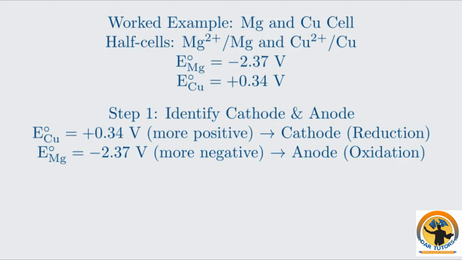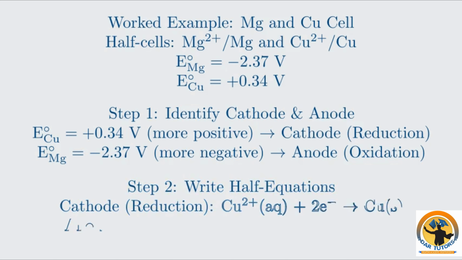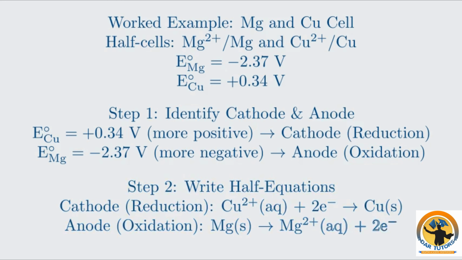Step 2. Write the balanced half equations. Remember, the cathode undergoes reduction and the anode undergoes oxidation. At the cathode, copper-2 ions gain 2 electrons to form solid copper. At the anode, solid magnesium loses 2 electrons to form magnesium-2 ions.